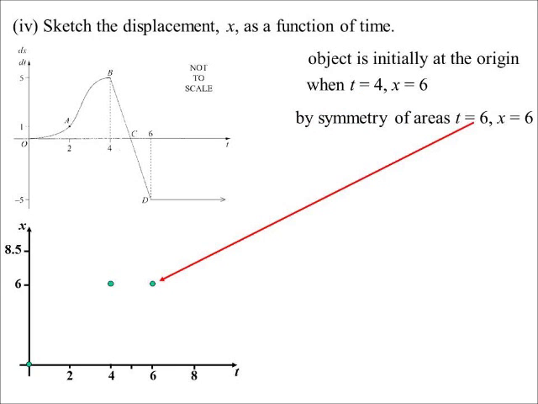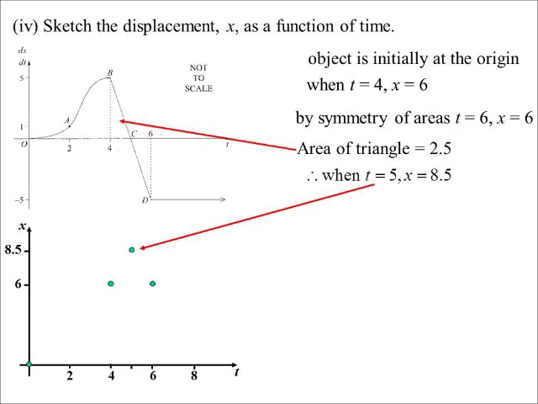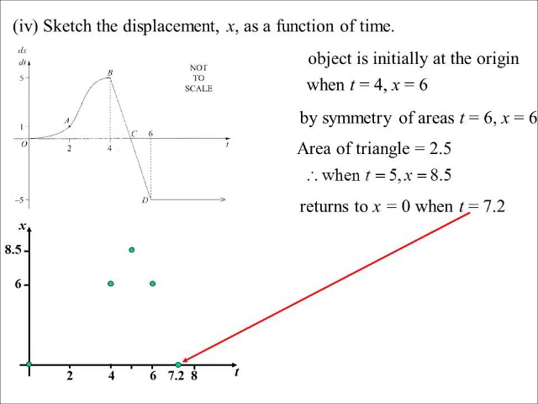We also determined that by symmetry, when t equals 6, x equals 6, because the area of the triangle above equals the area of the triangle below. And as I said, the area of the triangle is 2.5. So in between, we must go up to 8.5. Okay. What else do I know? We also just worked out that after 7.2 seconds, we return to the origin. So I know I'm back down there.